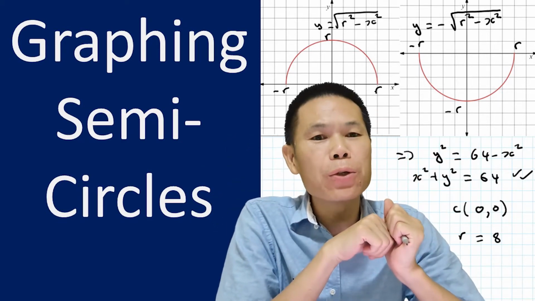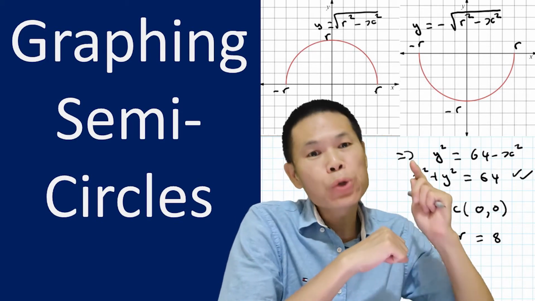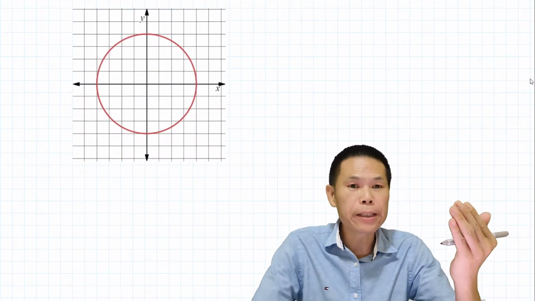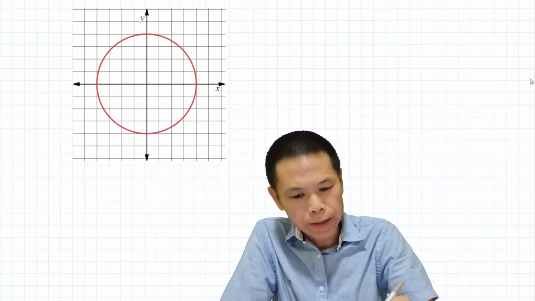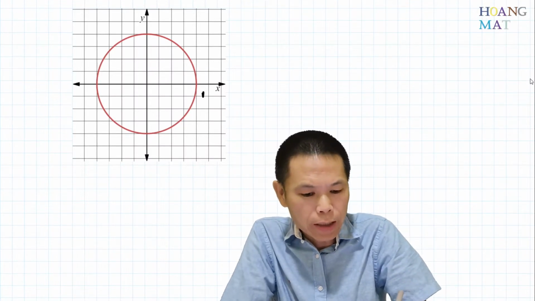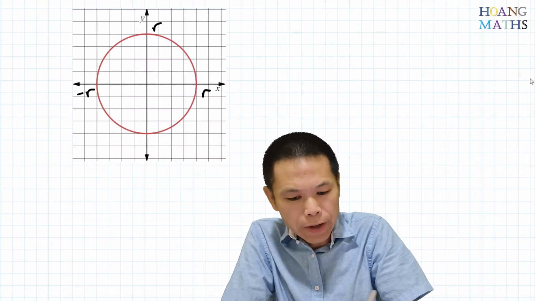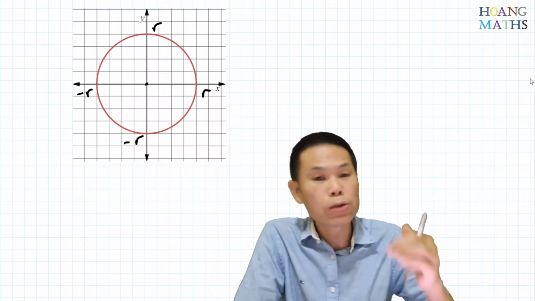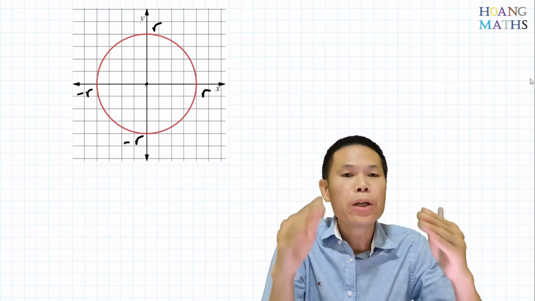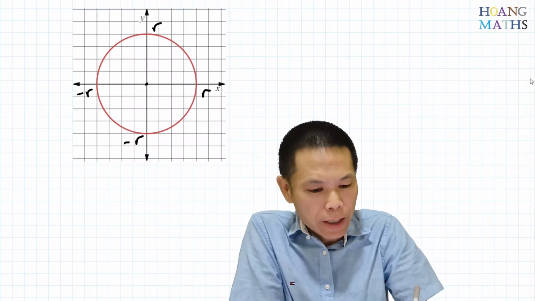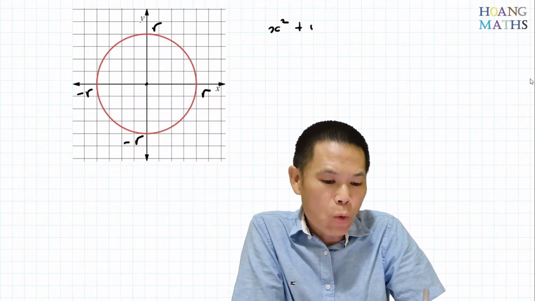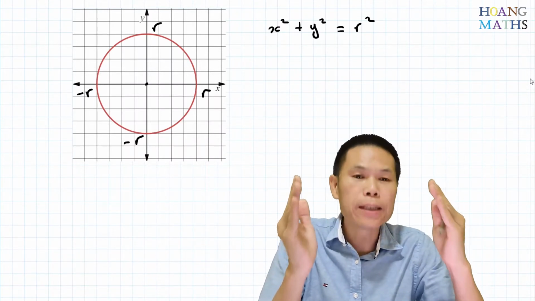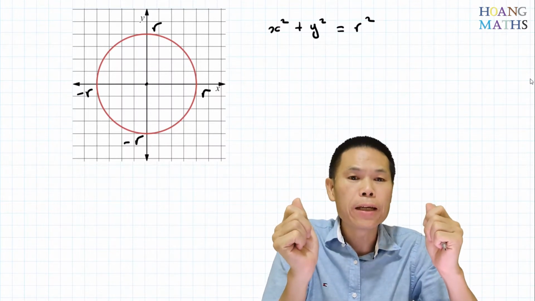In this lesson, I'm going to teach you semicircles. So let's go straight into it. Let's say we have a circle like this with the radius of r. Let me write this down. This is r and this is r, negative r, negative r. So the radius is r and the center, we know, is 0, 0. In general, the equation of a circle is x squared plus y squared is equal to r squared. So the center is 0, 0 and the radius is r.